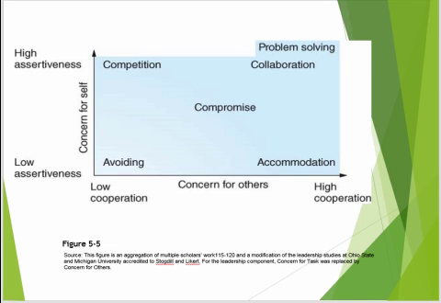Same thing when you're talking about your concern for yourself. If you have low assertiveness, avoiding and accommodating is probably your go-to. But when you're highly assertive, you can have a competition-based conflict management style, problem solving, or collaboration. Or compromise tends to sit in the middle. So you are concerned for yourself and you're concerned with others. You're worried about cooperation, but also about being assertive.